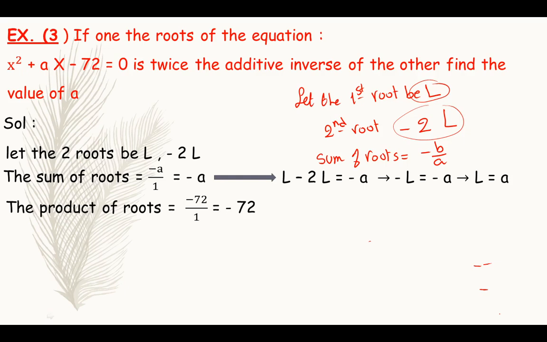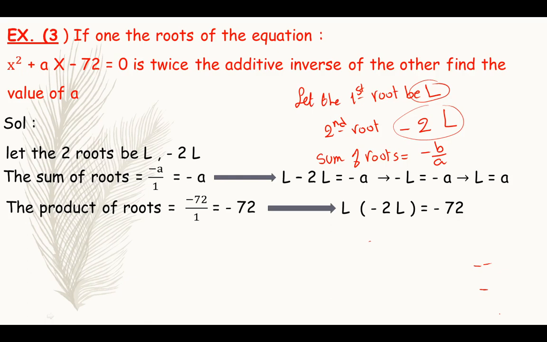The product of the two roots equals C over A. Here C equals negative 72 and A, the coefficient of x power of 2, equals 1. So negative 72 over 1 is negative 72. Okay? The product of the two roots means L multiplied by negative 2L. So L multiplied by negative 2L equals negative 72.